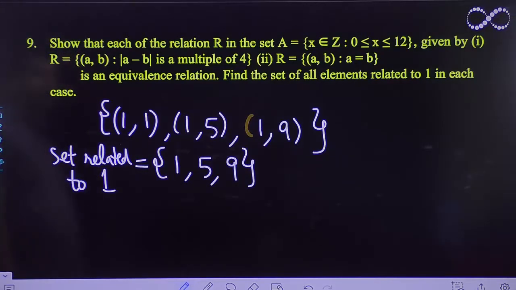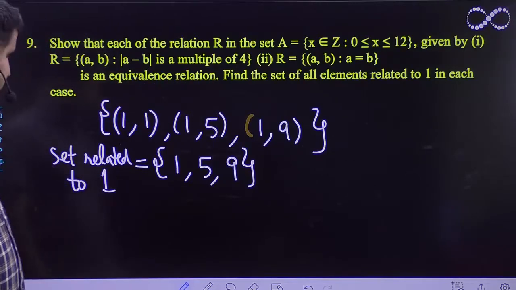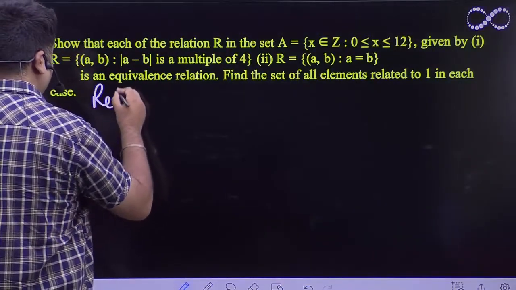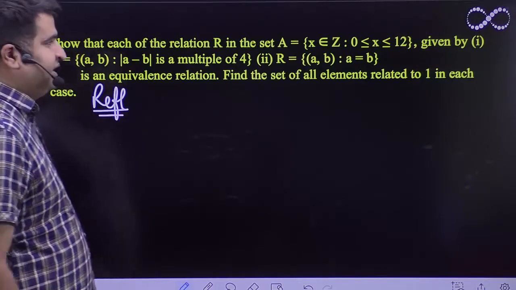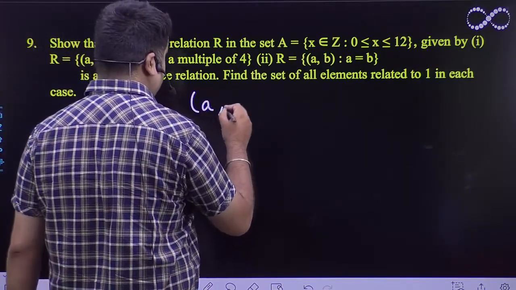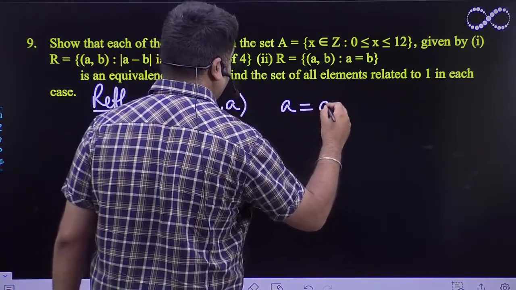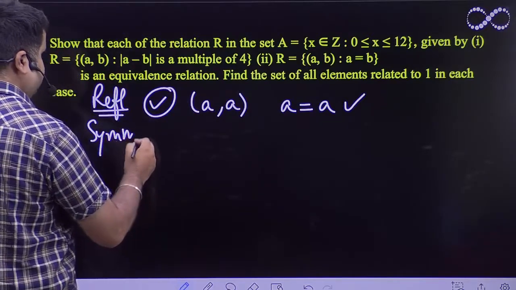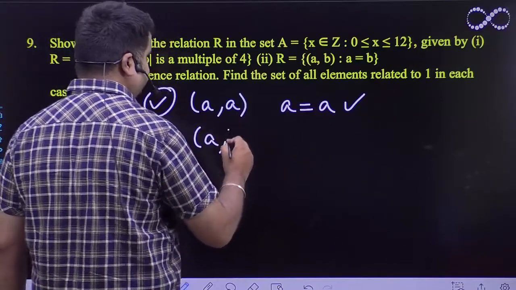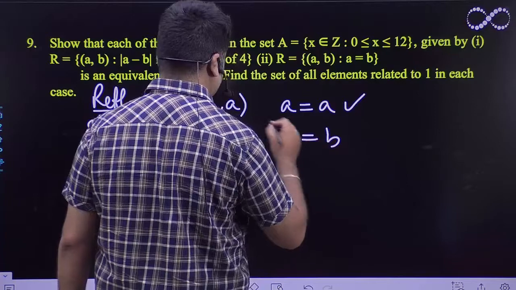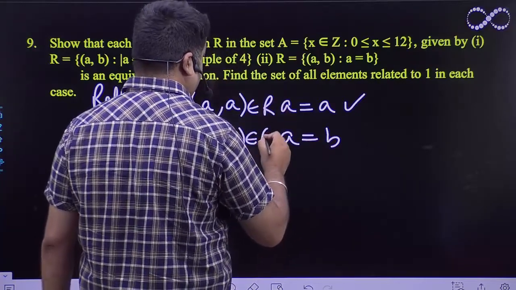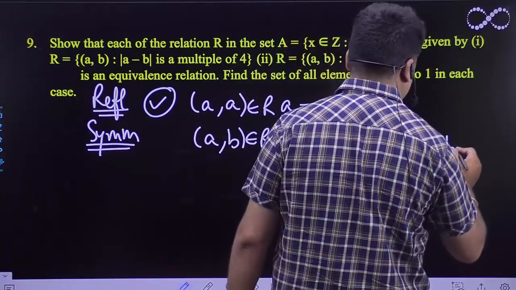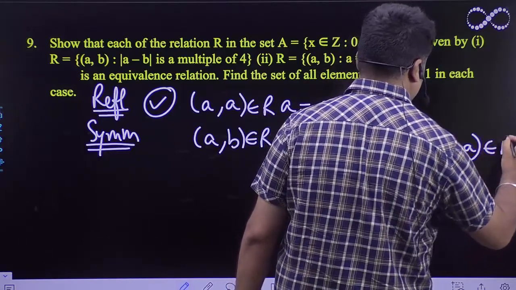Right? So let's move on to the second part, which is quite simple. For the second part, let's check for the reflexive relation first. We have the relation A is equal to B. Now A comma A will definitely be there, since A is equal to A. So therefore, this is a reflexive relation. For symmetric nature, if A comma B is there, it means A is equal to B. Hence, this also implies that B is equal to A, which implies B comma A also belongs to R.